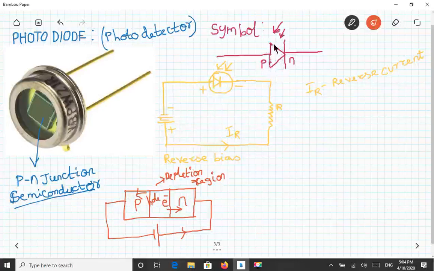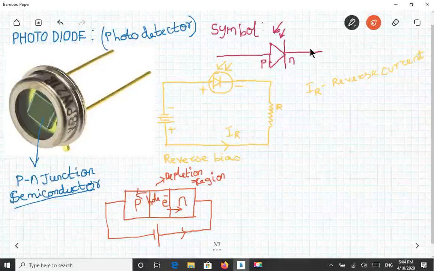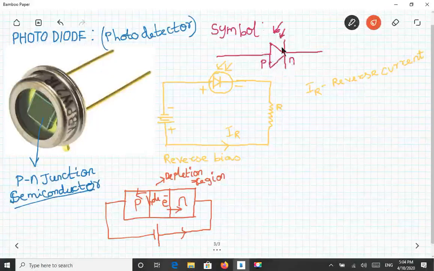This is the symbol of a photodiode, in which this is the positive P side and this is the N side, and you can see a small arrow mark above. The normal diode symbol is a triangle with a vertical line. If you put a pair of arrow marks above, then it becomes a photodiode. So this is the symbol of the photodiode.